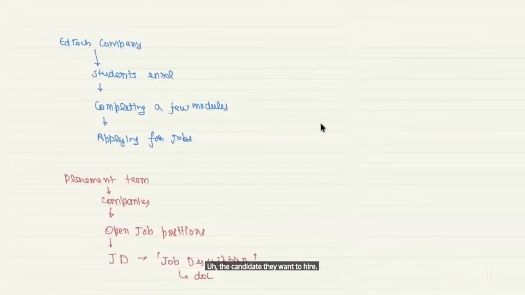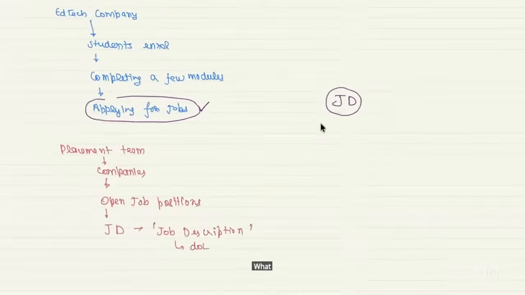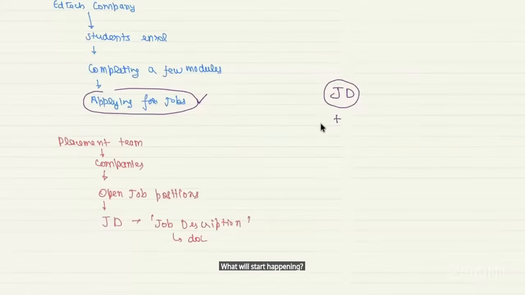Now, what is the first process a company will perform in order to select students? Are they going to give an interview opportunity to every single student that applies for that job by reading that job description? The company will provide a job description. We will post that job description for our students. What will start happening? Students will start applying.